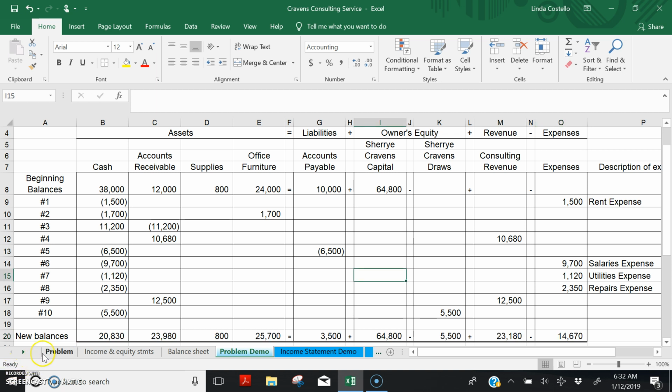So I get these new balances by adding and subtracting numbers in each column. Cash, $20,830. Accounts receivable, $23,980. Supplies didn't change. It still has an $800 balance. Office furniture, $25,700. Accounts payable, $3,500. Sherry Cravens capital didn't change. It's still $64,800. Draws is $5,500. Revenue, $23,180. And expenses total $14,670.